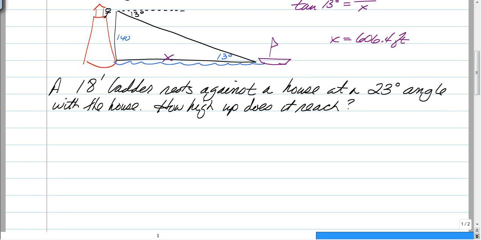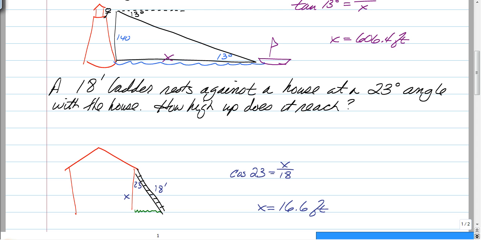An 18-foot ladder rests against the house at a 23-degree angle with the house. How high does it reach? Pause it, draw a picture, solve it, and then click play when you are ready to try and see if you got it correct. If you drew the picture correctly, the 23 should be where the ladder meets the house. The 18 is the length of the ladder, and X is your height. So it's the cosine of 23 is equal to X over 18. So 18 times the cosine of 23 is 16.6 feet.